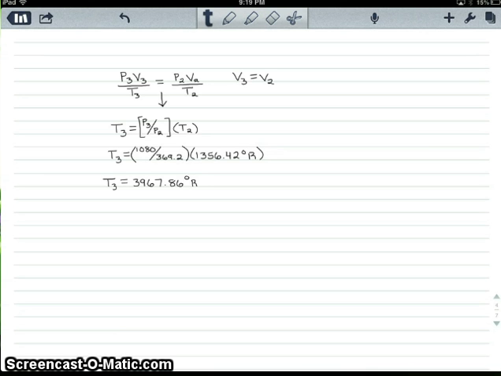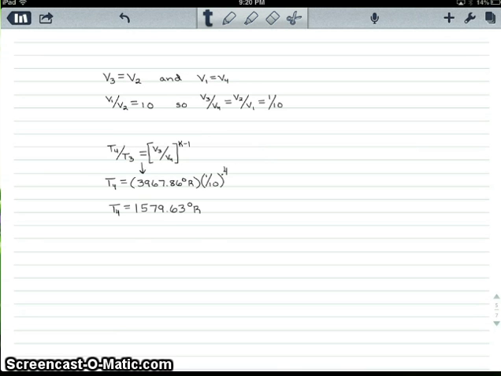Finding T3 is a relationship comparison. It's easier seen with the PV graph. As you can see, V3 is equal to V2 on that graph. So we'll set up P3V3 divided by T3 is equal to P2V2 divided by T2. As we input the known values that we have already found and were given in our initial problem, you set it up as 1,080 pounds per square inch divided by 369.2 pounds per square inch times 1,356.42 degrees Rankine, which gives you an ending value of T3 equal to 3,967.86 degrees Rankine.